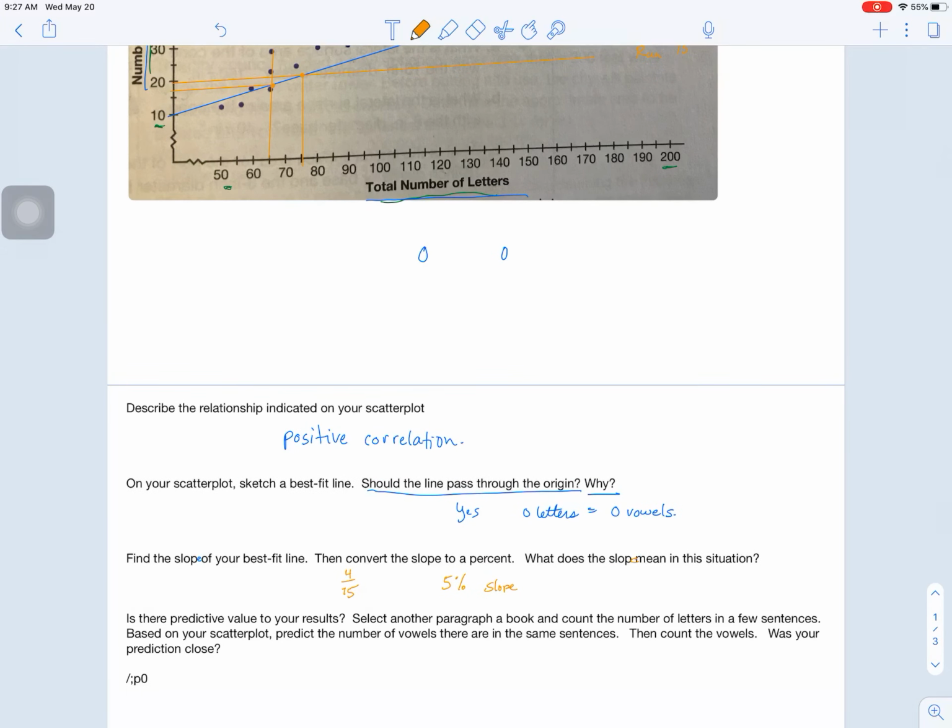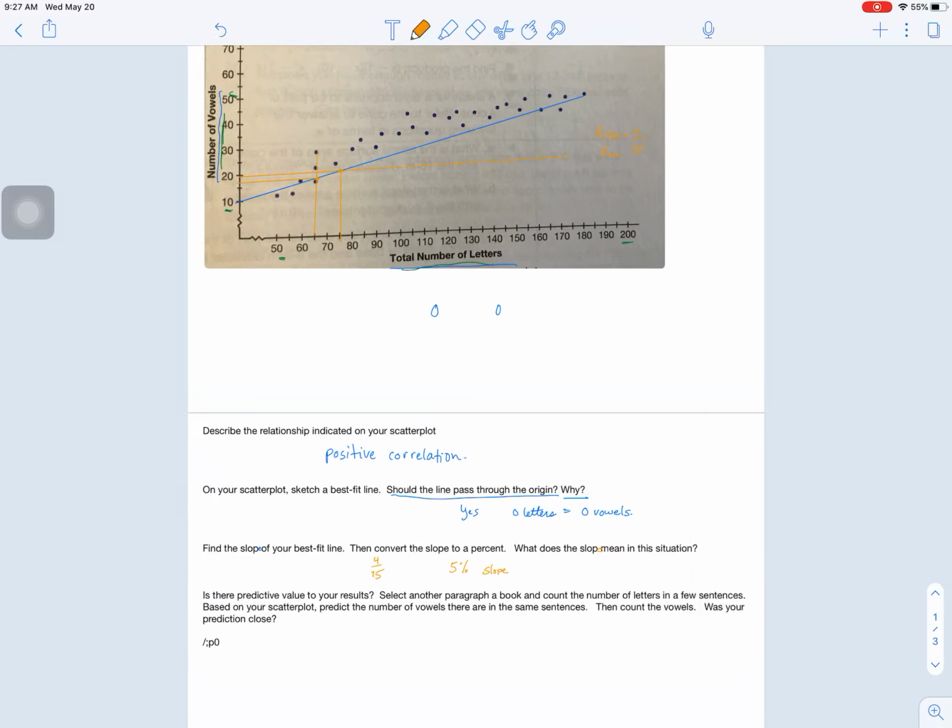All right, so that kind of goes right through it, and then it says, what does the slope mean in this situation? So we have to think about it. And that's basically saying that the more letters you have, you're going to have a growth in the number of vowels. It's quite easy how that looks. Is there a predictive value to your results? Select another paragraph in the book and do it. I'll leave that up to you. If you want to do that work, that's fine. But hopefully you understand it.